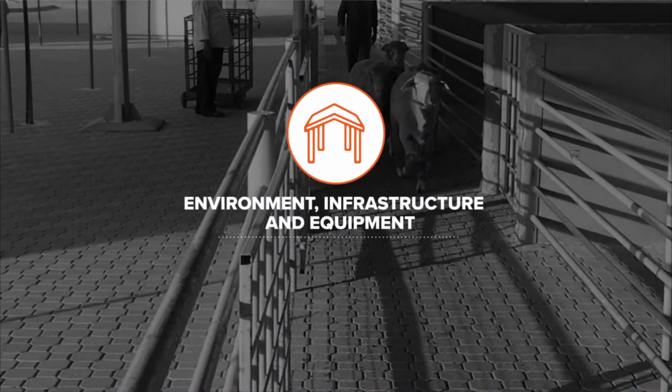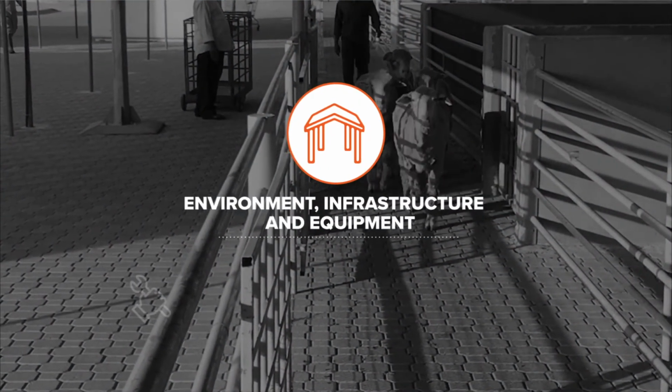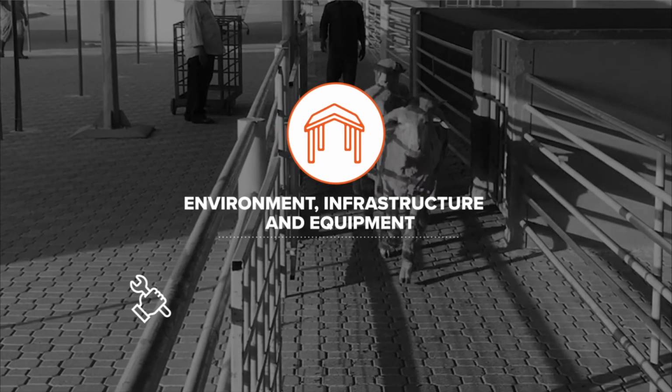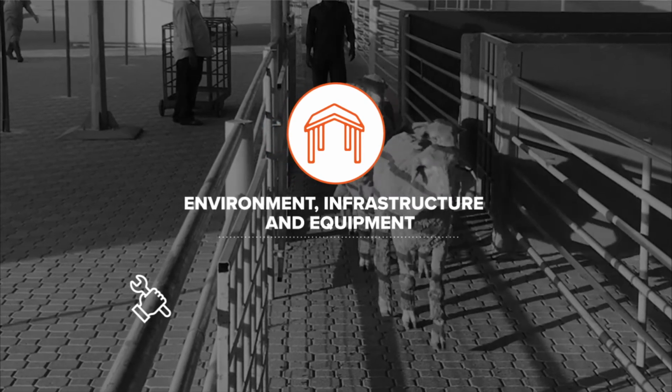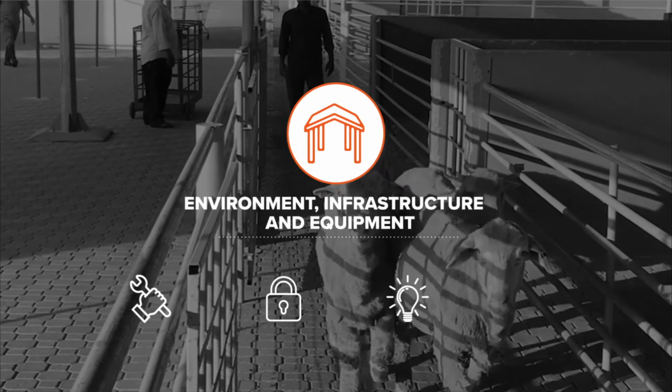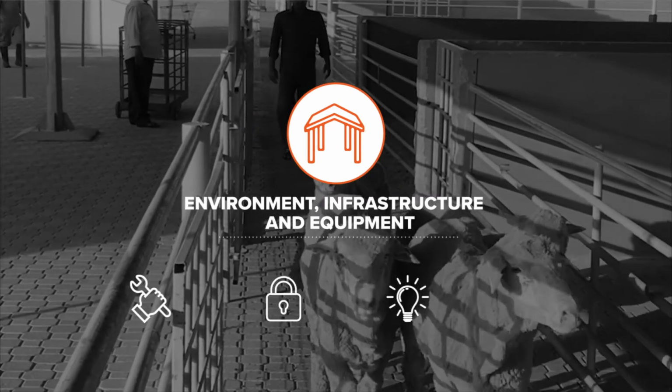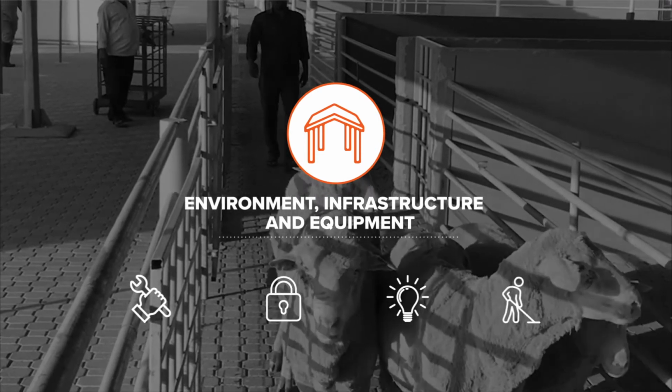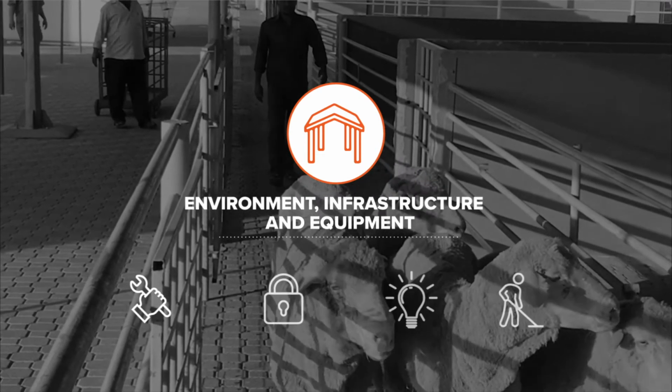Environment, infrastructure, and equipment. You must inspect infrastructure and equipment regularly, maintaining good repair. Keep the site secure. Lighting must be adequate for livestock inspections and the movement of animals. And keep pens, ramps, raceway surfaces non-slip and clean.